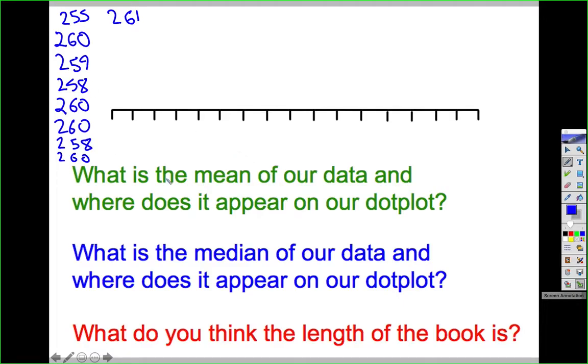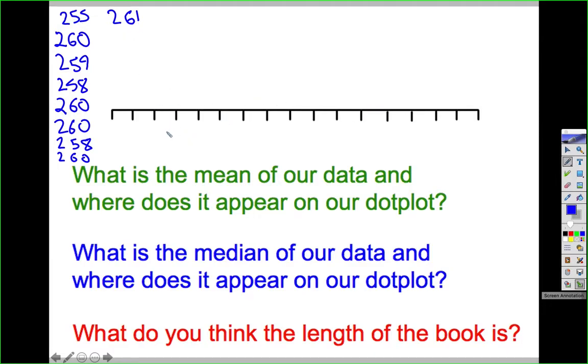So what a dot plot is, it's basically a number line. You can see this is just a line across. And what you do is on that dot plot, you look at the lowest number you have, which in our case was 255, and the highest, 261, and you basically put them on the number line so that you'll be able to fit the lowest to the highest.